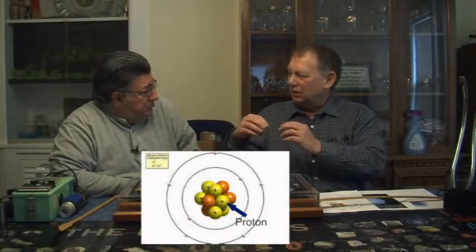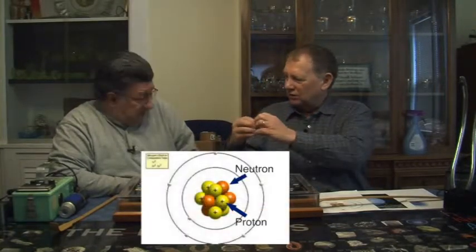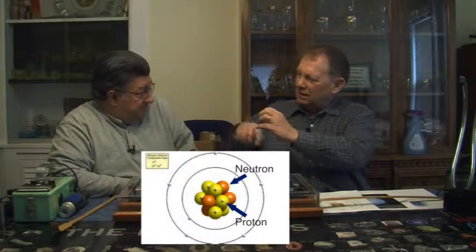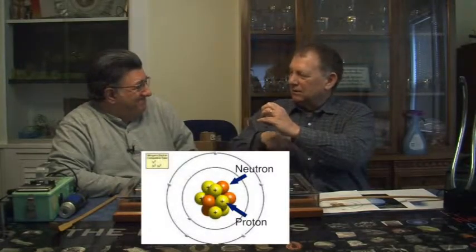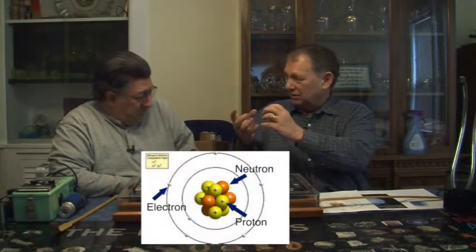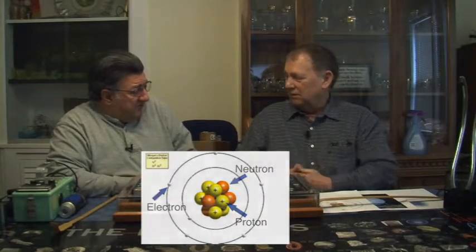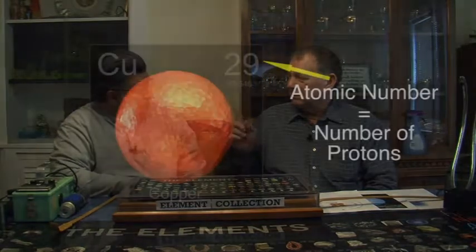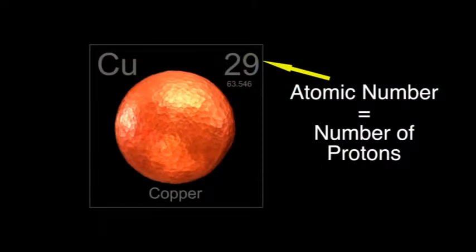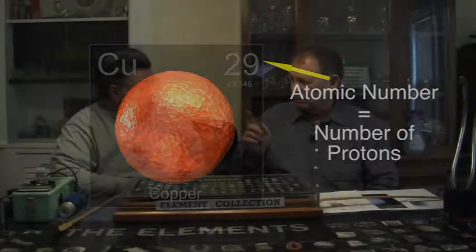Right. So the nucleus is comprised of the protons and the neutrons. That's correct. And then around that are the electrons. Now, for a stable atom, the number of electrons equals the number of protons. Okay. And the number of protons is the atomic number. That's correct. And that's going to be important as we go on a little further.